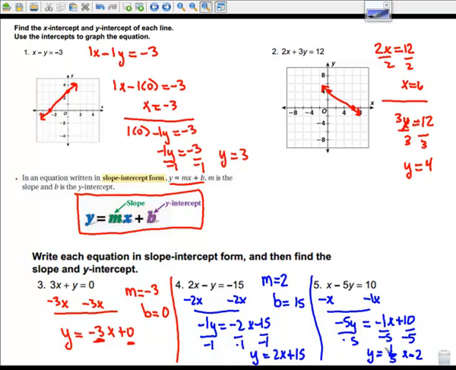You want your slope as a fraction if it is indeed a fraction. Like here, I don't need to make this 2 over 1 or negative 3 over 1, but we need a rise and a run when we go to graph this. So 1/5 for my slope, my y-intercept is negative 2.